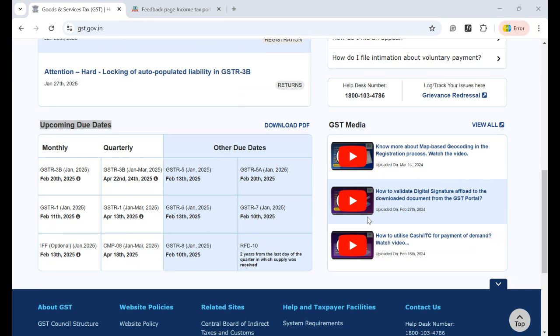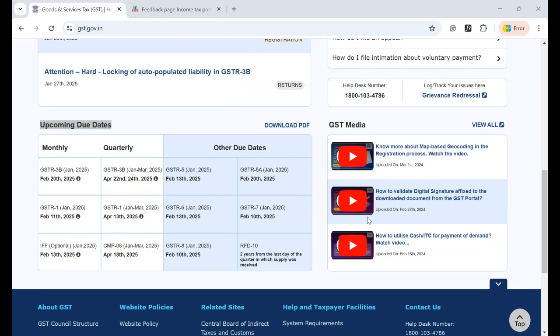In GSTR1, the focus should be that if you have made B2B supply, then invoice-wise reporting is required to be done, whether it is in the state of West Bengal, the same state, whether it is interstate or intrastate. You are required to provide information invoice-wise.